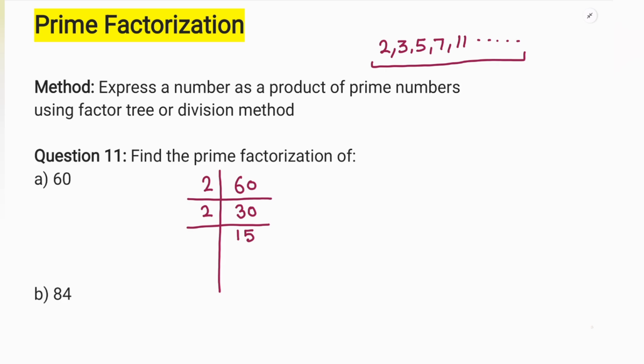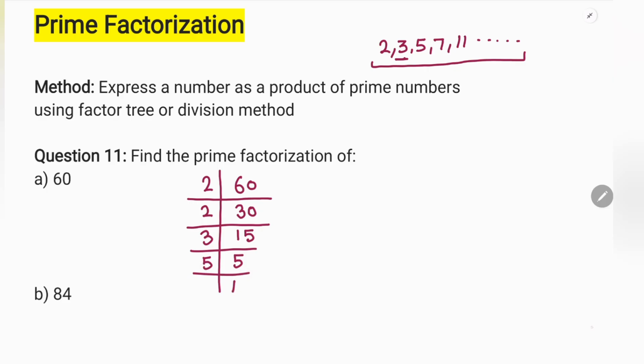Whatever I get, I will write here. I am dividing with 2, so I write 2 here, with 2 again. Now, is 15 divisible by 2? Then you will say no, because it is an odd number now. So now I will go to the next prime. What is the next prime? 3. Is 15 divisible by 3? You will say yes. So 3 divided by 5. Now 5 is divisible by 5 only, and 1.